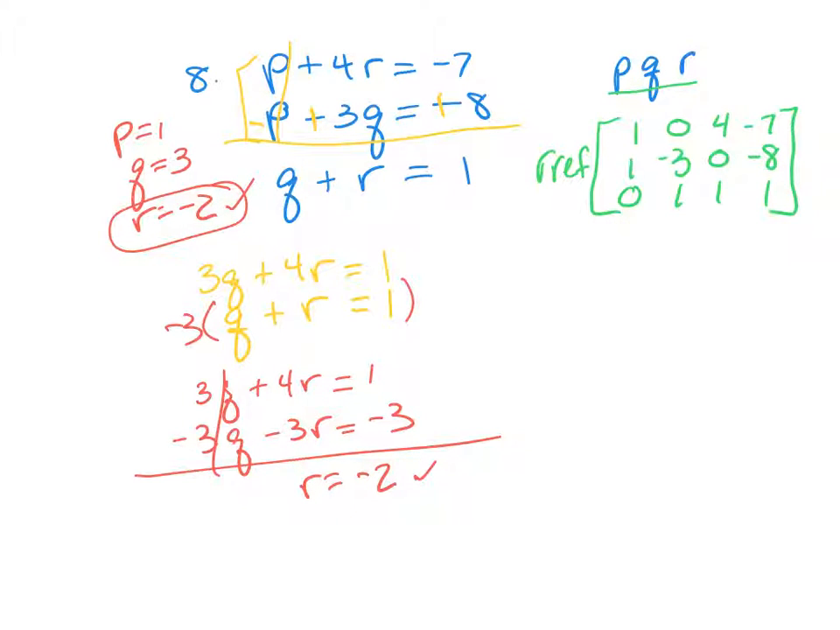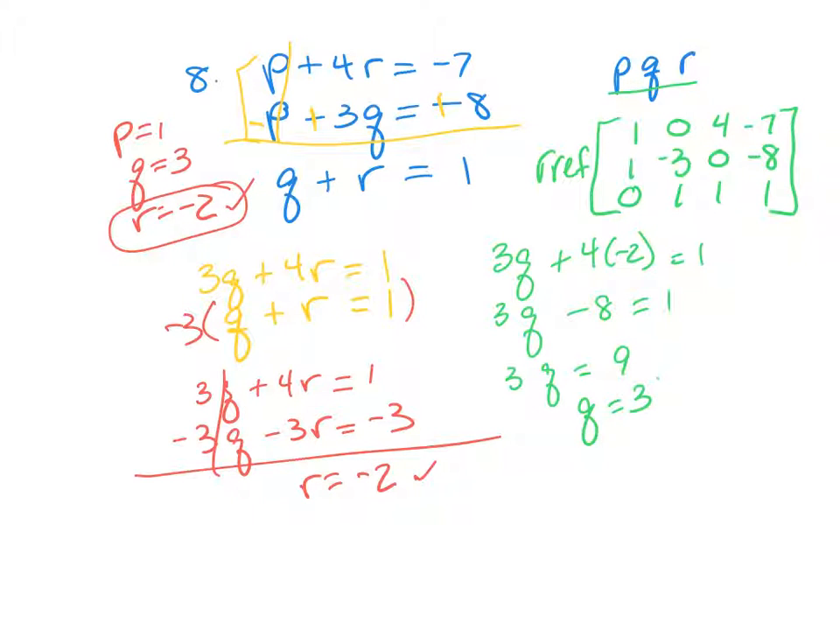Take that R and plug it into either one of these. And we get 3Q plus 4 times negative 2 equals 1. 3Q minus 8 equals 1. 3Q equals 9. Q equals 3. Looks good to me. Got two of them.